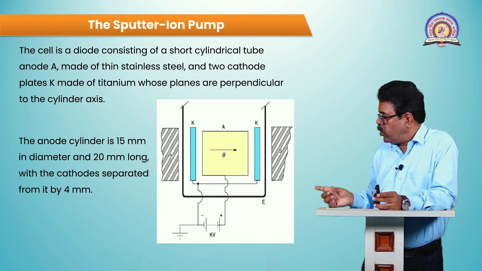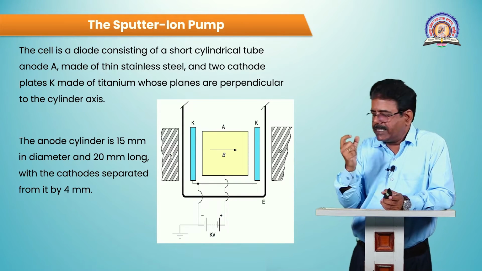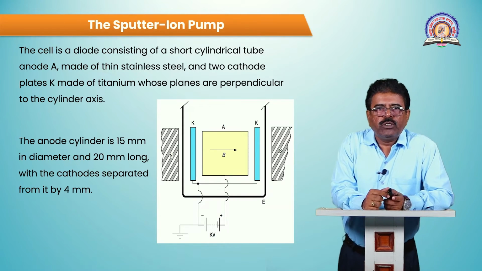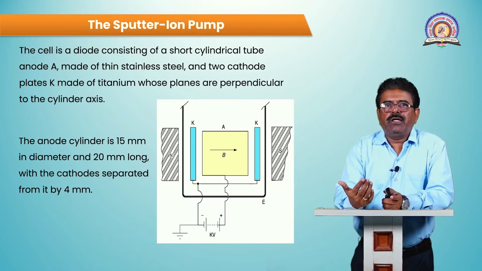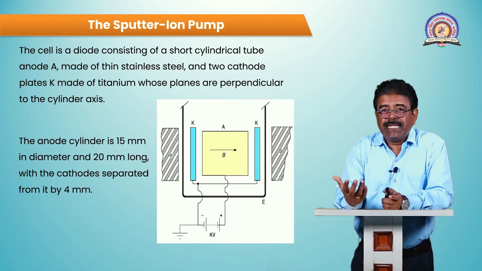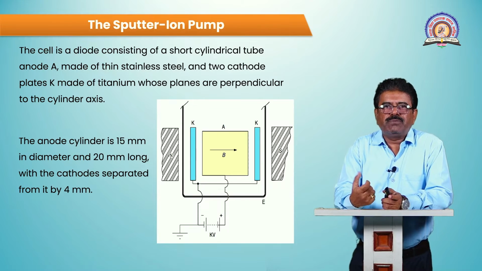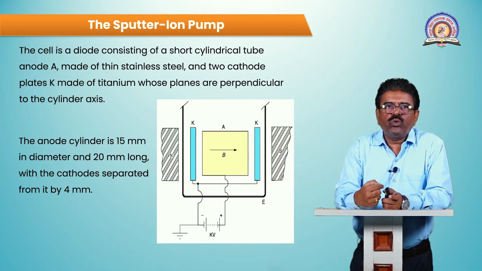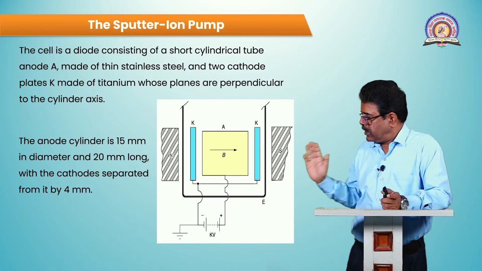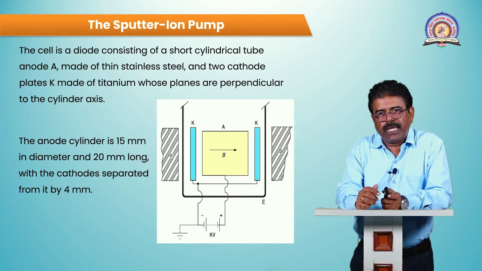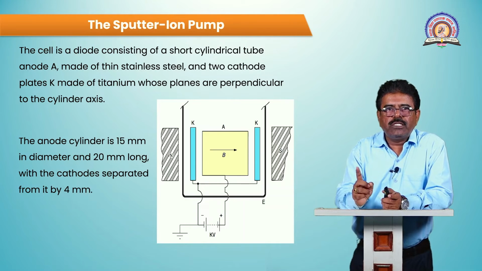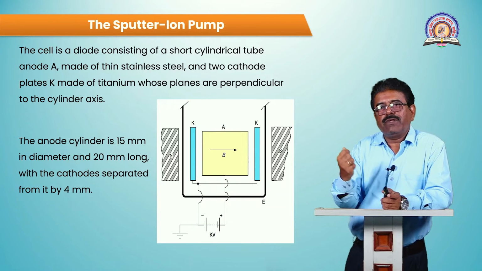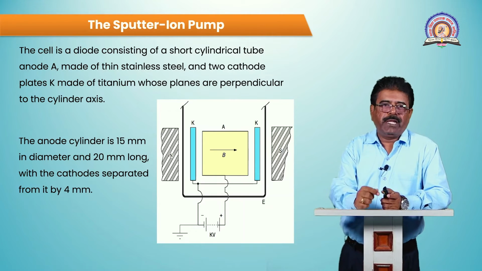You can see this yellow A, the cylindrical anode, placed exactly at the center. This anode is made up of stainless steel. The material used to prepare this anode is stainless steel, and there are two cathodes. You can see on the two sides of this centrally placed anode, there are two cathodes. These two cathodes are made up of titanium. You know titanium is the best getter material. So this titanium will act as the getter material as well as the cathode in this penning cell.